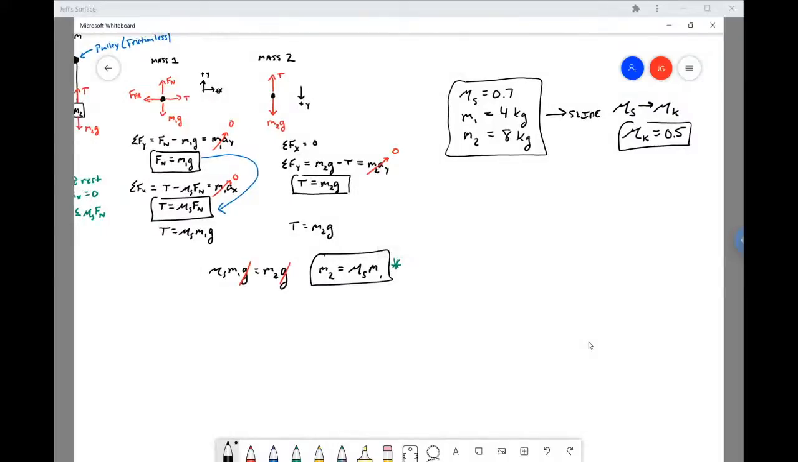Alright, well, how do these equations of motion change? The main way they're going to change is the acceleration is no longer 0 for mass 1 horizontally and mass 2 vertically. Those accelerations won't be 0, but they will be the same magnitude because the two masses are connected via the rope.